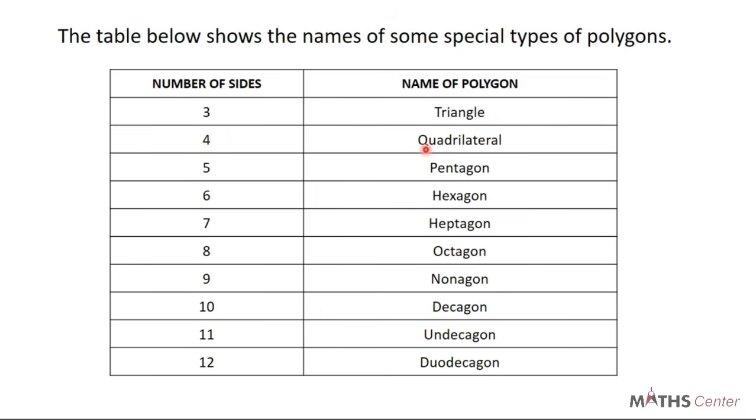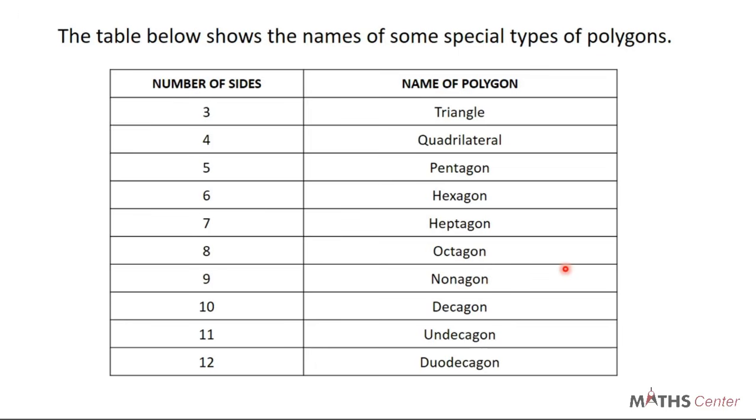4 sides is called a quadrilateral. That's the general name for all plane figures with 4 sides. With 5 sides is called a pentagon. 6 sides is called a hexagon, and the name continues. So in this video, when you mention, let's say, an octagon, you should know that we are talking about an 8-sided plane figure. Let's say we mention a heptagon, we are talking about a 7-sided plane figure.